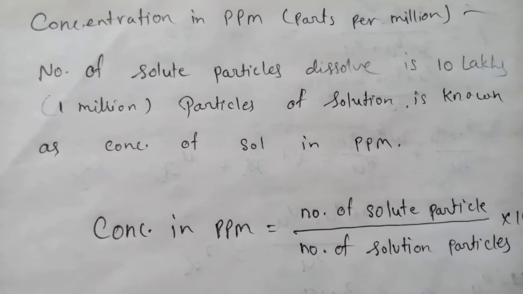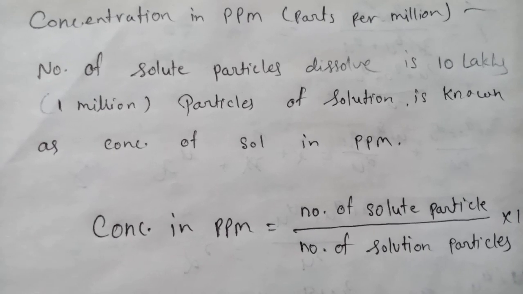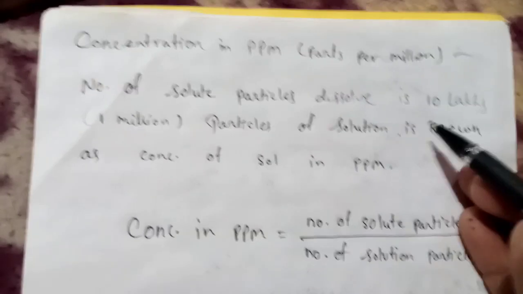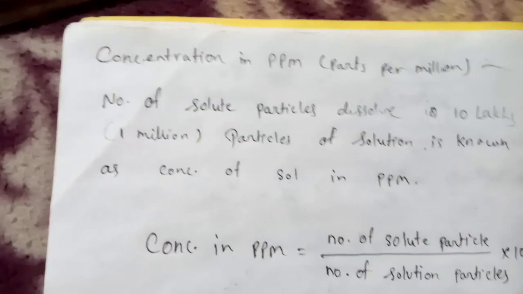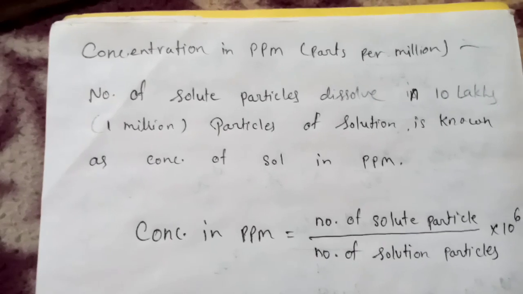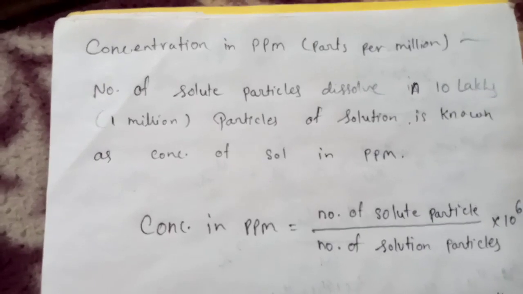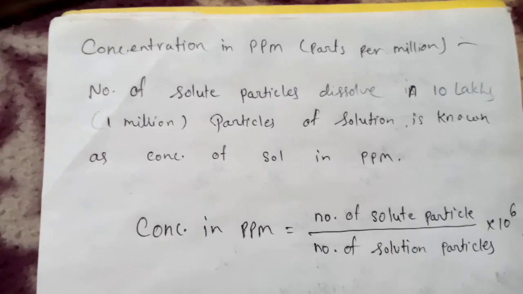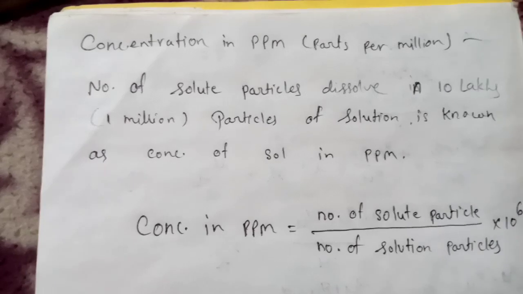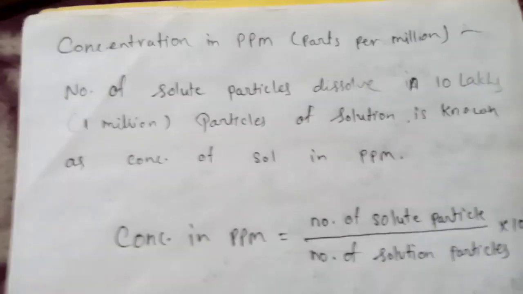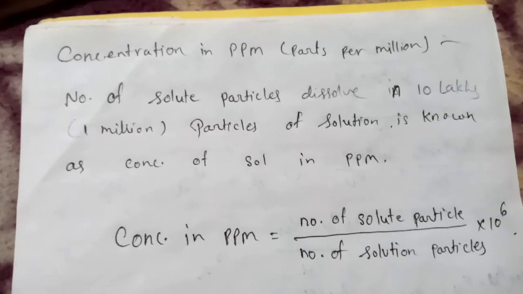The number of particles dissolved in 10 lakhs, that is 1 million particles of solution, is known as concentration of solution in ppm. That is, how many particles of solute are dissolved or present in 10 lakh particles of solution is known as the concentration in ppm of the solution.